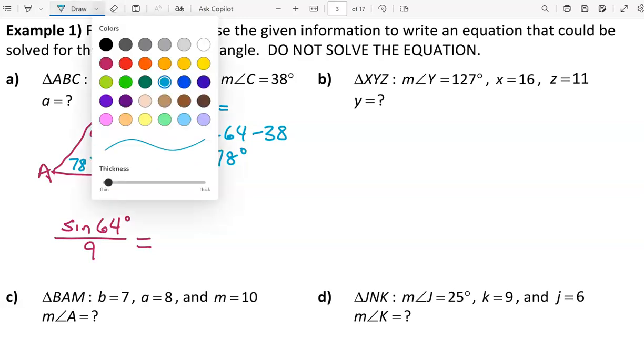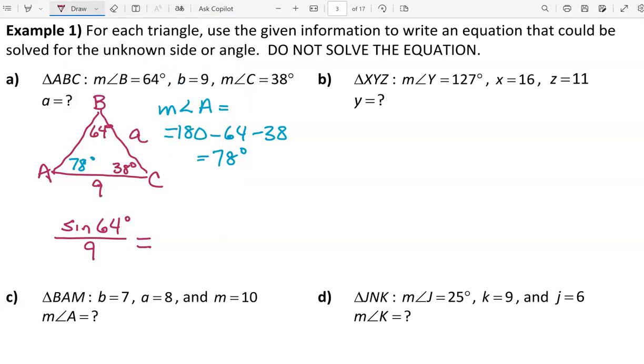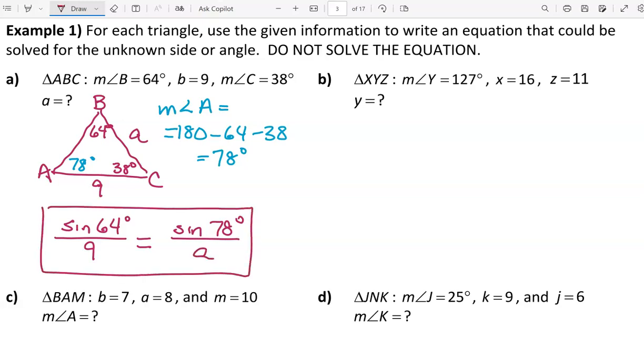And now that's opposite side A, so we can write the other side of the proportion, which is sine of 78 degrees divided by A. And there's our proportion that we could cross multiply and solve for A. All right, now another observation.